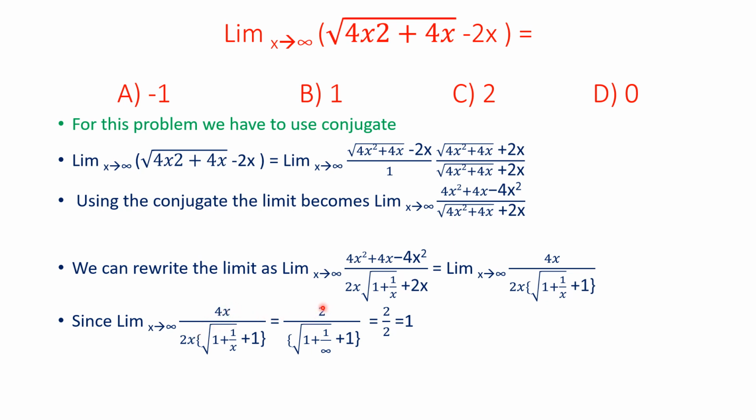We'll end up getting 2 divided by square root of 1 plus, now we evaluate and plug in infinity for every occurrence of x, and there is only one occurrence. So 1 plus 1 over infinity is equal to 1 plus 0. So the square root of 1 is equal to 1. So 1 plus 1 equals 2. So the numerator divided by the denominator is equal to 1. And 1 will be the correct answer, and that will be choice B.